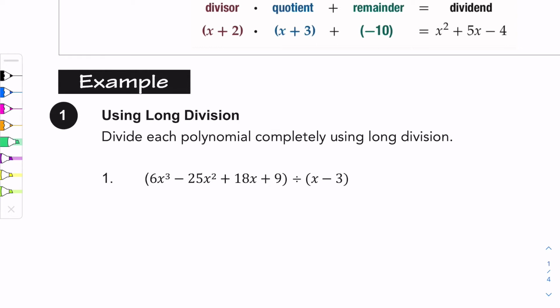All right, so number one, we have 6x cubed minus 25x squared plus 18x plus 9, and it's being divided by x minus 3. So we call this first part the dividend. And we call the second part the divisor. So you want these to be in standard form, and you want them to be including all terms.